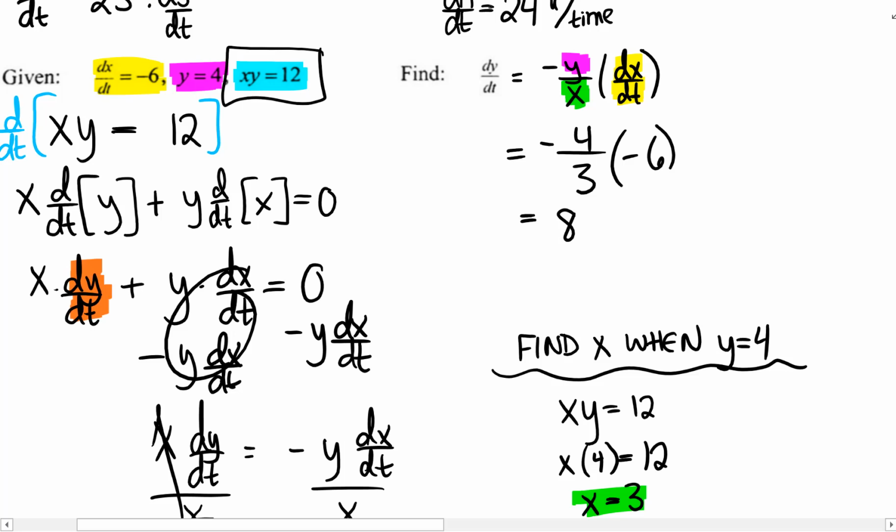This is the rate for which y is increasing because it's positive. So the rate of change of y with respect to time is 8 units per time. This is not an area, this is a length.